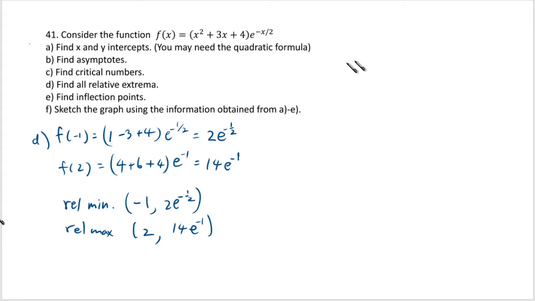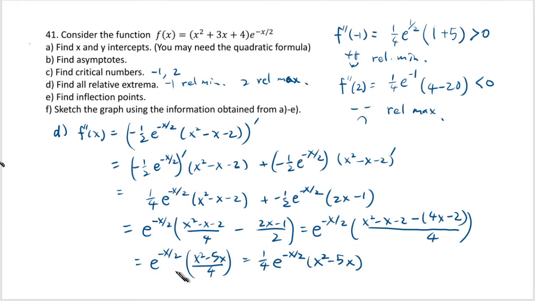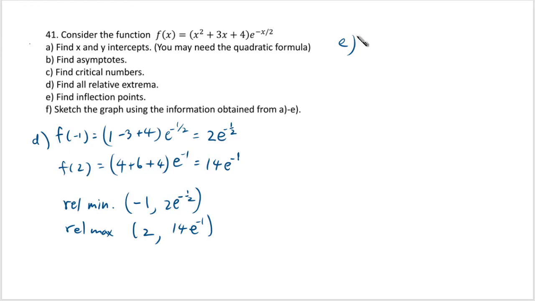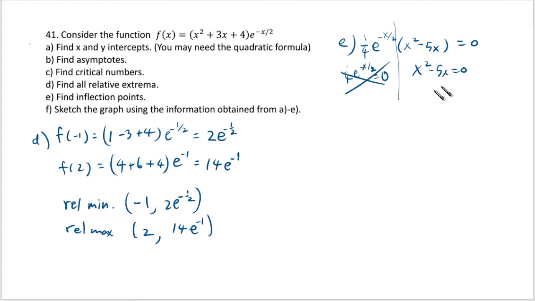Okay, now let's find inflection points. For inflection points, you set the second derivative equal to 0. This was our second derivative, so let's copy that down: 1/4 e to the negative x over 2 times x squared minus 5x. You set that equal to 0. Well, can this equal 0? No. So this has to be 0. So x times x minus 5 equals 0. So x is either 0 or positive 5.